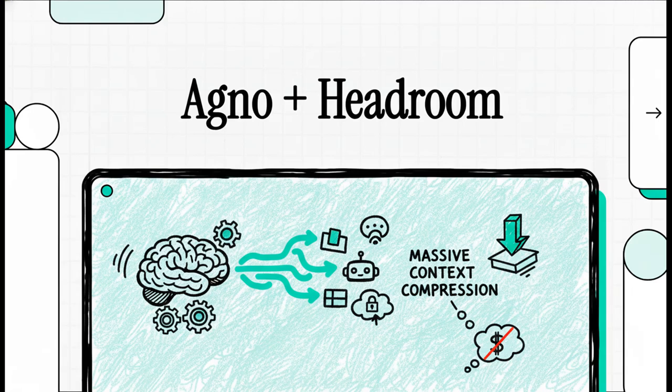Welcome to This Explainer. Okay, today we are unlocking something absolutely massive for AI developers. We're going to look at how to achieve incredible context compression for your Agno AI agents using Headroom. Honestly, if you've been struggling with those tight token limits or maybe waking up in a cold sweat over runaway API costs, this is exactly what you need to hear.